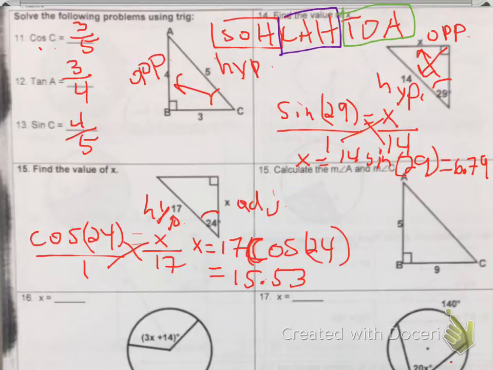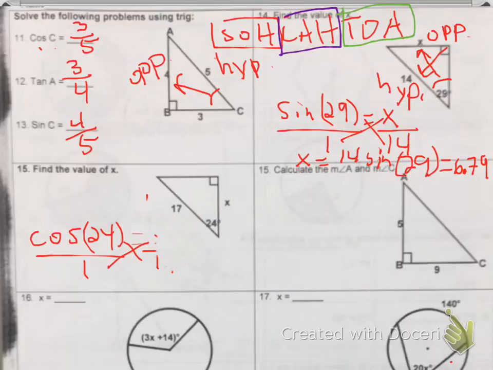I'm going to erase some of these so I can have some space for 15. So I'm just going to erase this. So I want to be able to calculate angle A and angle C. This is a different type of trig problem where now you're solving for the angle. So let's go one at a time. Let's say I put x here.